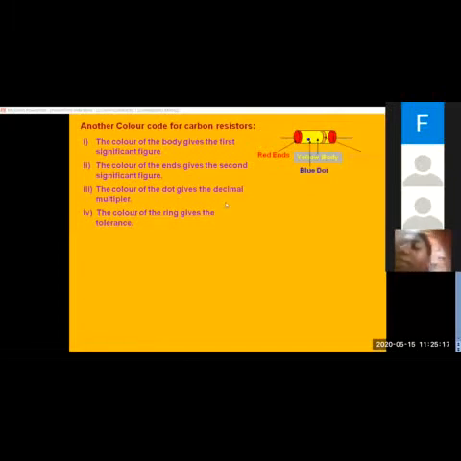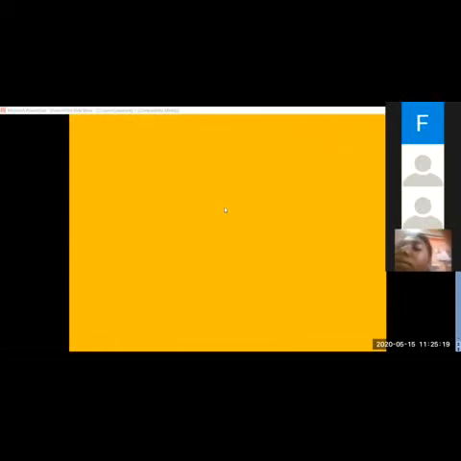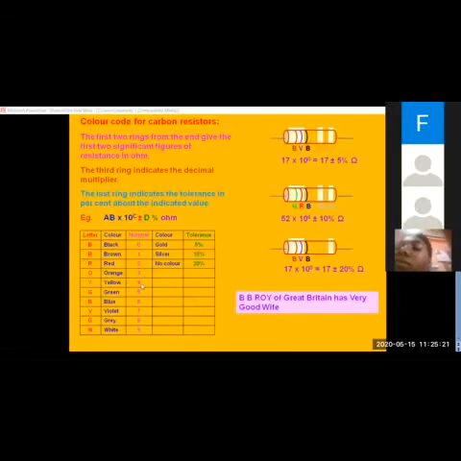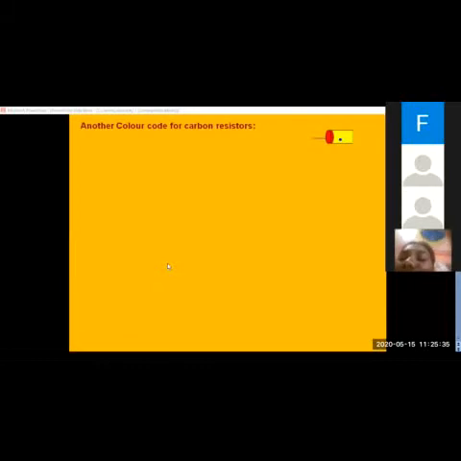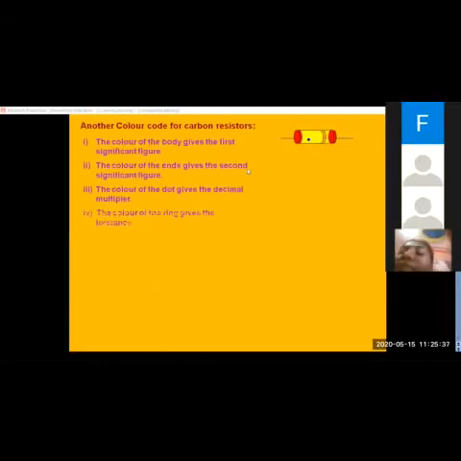So your value for yellow will be 4 and the value for red will be 2. So that is 42 into 10 to the power of, you have a blue dot. So that will be 6. 42 into 10 to the power of 6. Gold is there. So that will give you plus or minus 5%. That is how you have to find the resistance.